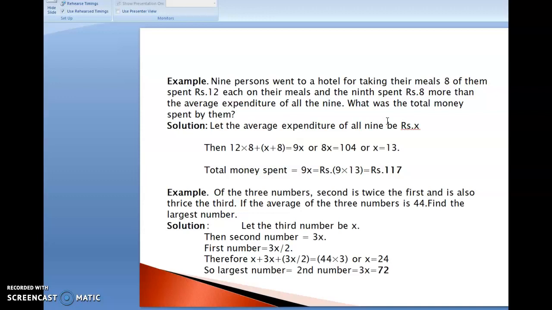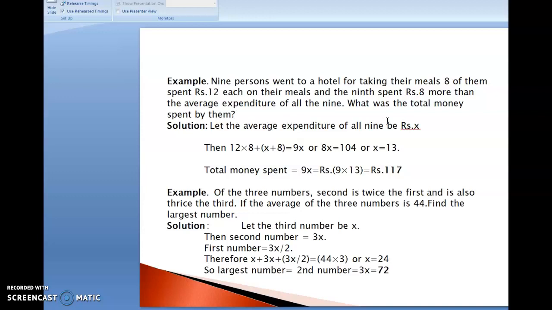So if you consider the third number as X, what is given about the second one? The second is twice the first and also thrice the third. So in that case, the third number is X, and the second number is 3 times that, that is 3X. Given that the second is twice the first, we can also say the first is half the second, that is half of 3X, which is 3X by 2. Therefore we have the 3 numbers now: X, 3X and 3X by 2.